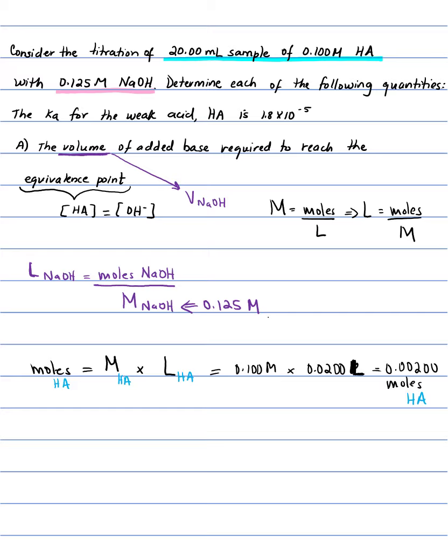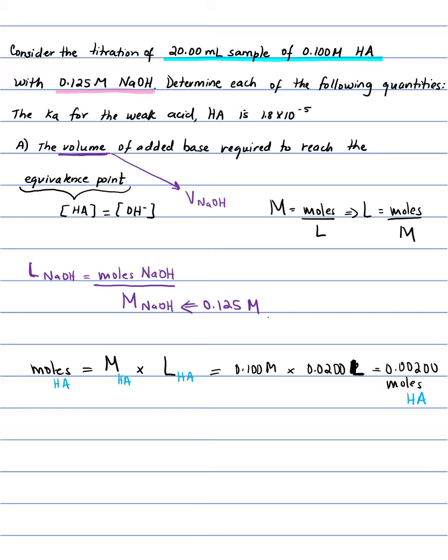Now we know that at the equivalence point, the number of moles of the acid is equal to the number of moles of the base. You need the same number of moles of base in your reaction to neutralize that number of moles of the acid that you have initially. So you're starting your reaction with 0.002 moles of the acid. That's what you have in your Erlenmeyer flask. If you're adding 20 milliliters of HA with a concentration of 0.1, in those 20 milliliters, what you have is 0.002 moles of HA.